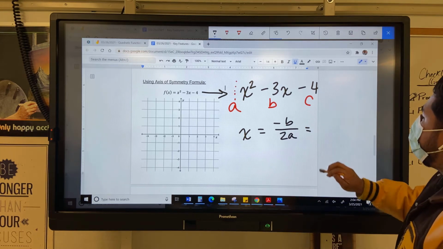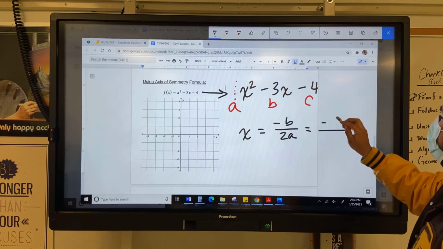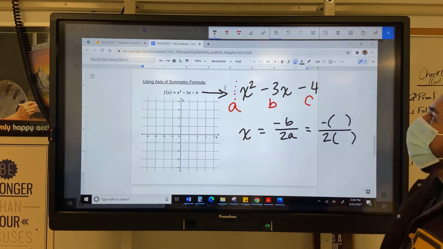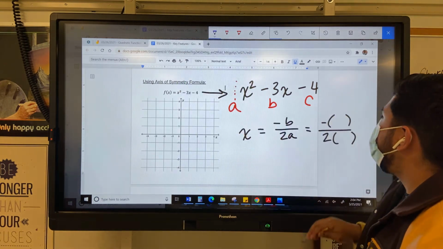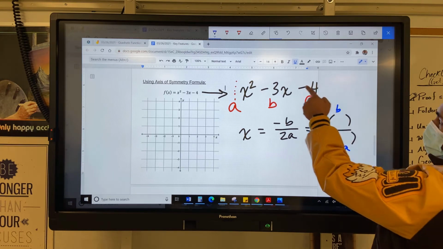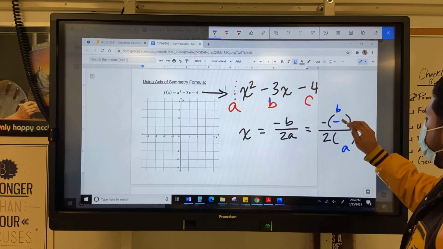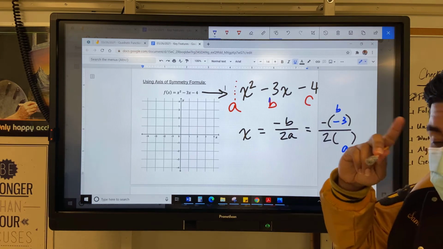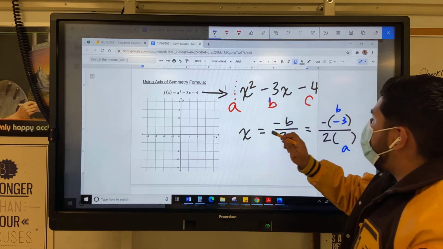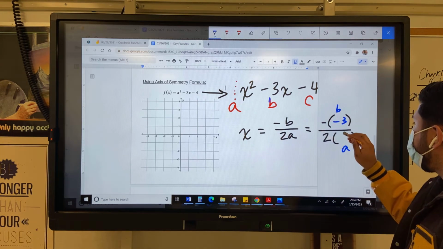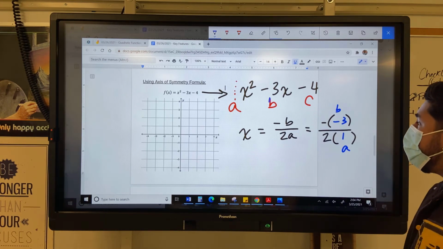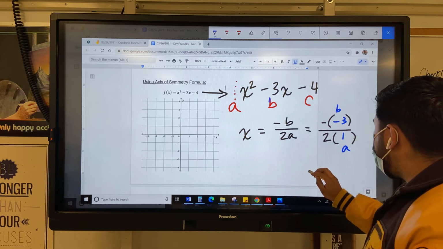Check it out. Put parentheses everywhere you see a variable, negative parentheses, 2 parentheses. Next, I'm going to substitute, put in some numbers for my b and my a. Who is my b value? -3. Yes, you do put the -3 in there because it's a -3. And for a, who's my a value? Boom, 1. Oh, we're going to get a fraction. That's going to be a little crazy. No worries. All right, then we solve.